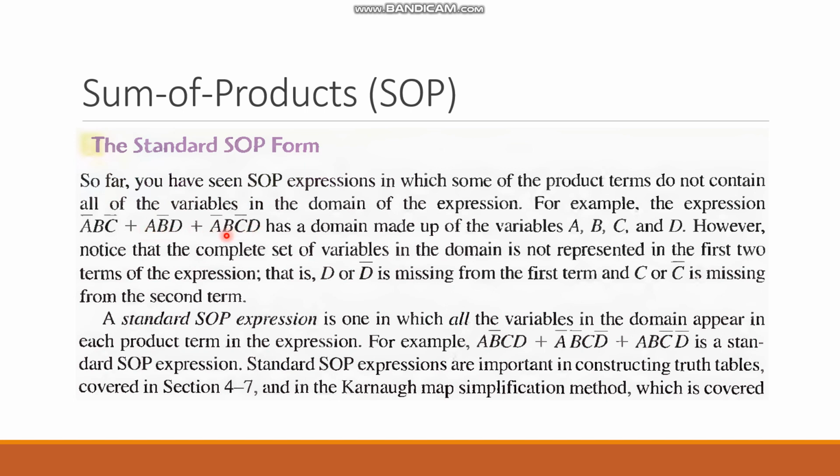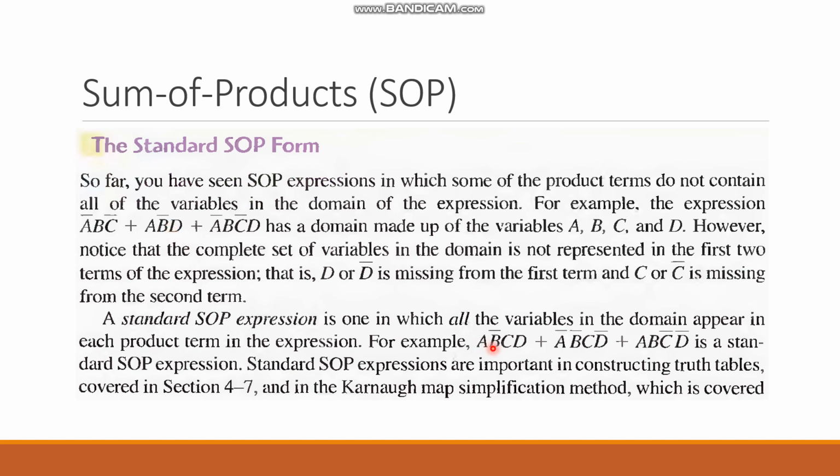What are the domains here? The domains are A, B, C, and D. Do all of the domains appear in this product term? Look, we've got A, B, C. We don't have D, and we don't have C here, but we have D here. So if it's not available in one product term, that means it's not going to be called standard.